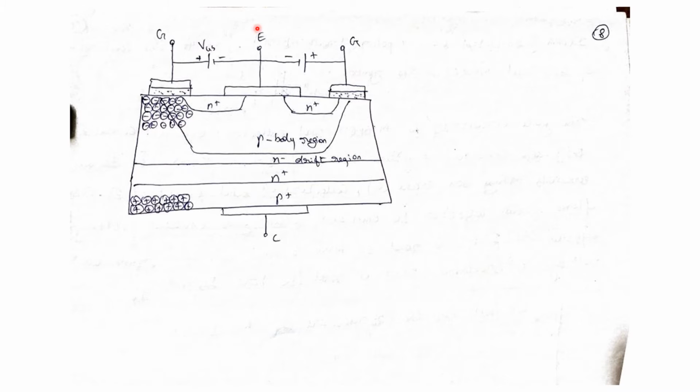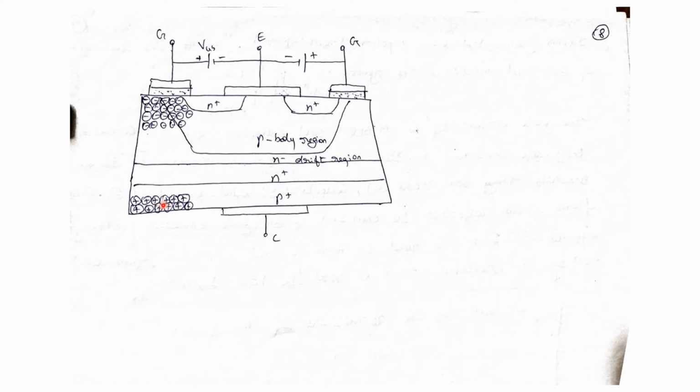If the gate emitter drive is applied, I mean positive voltage, then current flows from collector to emitter. Here, when we apply the gate source voltage, what will happen? An accumulation layer of electrons will be created here. An accumulation layer of positive charges will be created here.